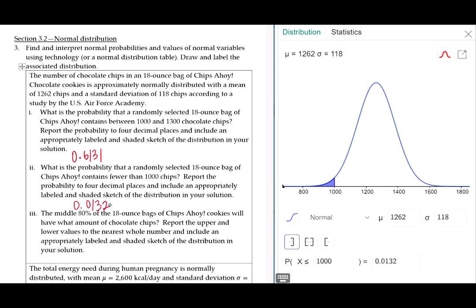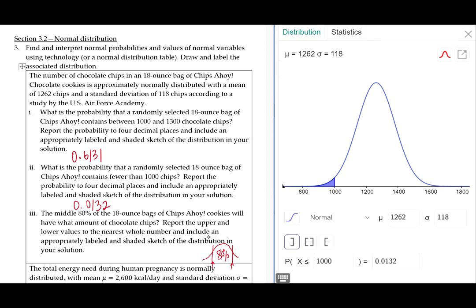The middle 80% of the 18-ounce bags of Chips Ahoy cookies will have what amount of chocolate chips? Report the upper and lower values to the nearest whole number and include an appropriately labeled and shaded sketch of the distribution in your solution. So I'm going to sketch a little one down here just to point out what's happening. I want the middle 80%. And I want these 2 values down here, which separate those middle 80%.